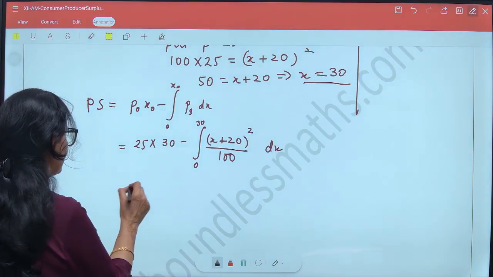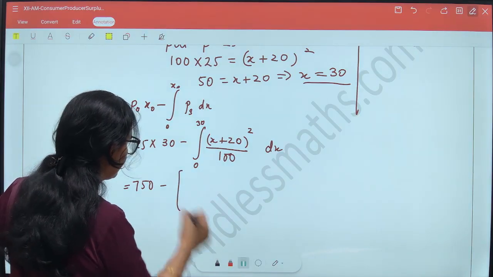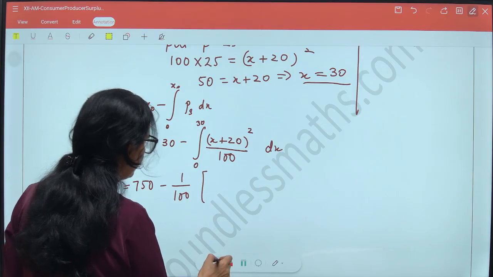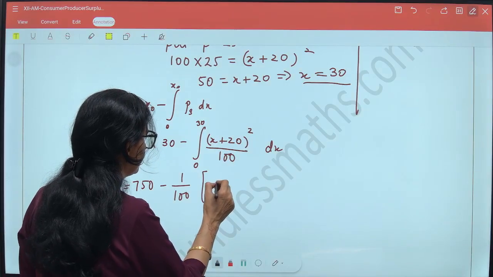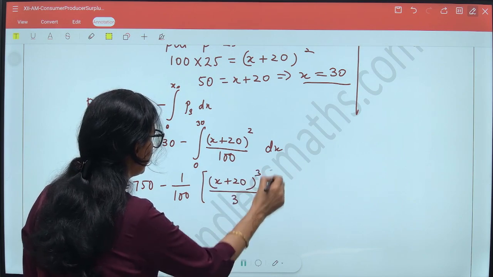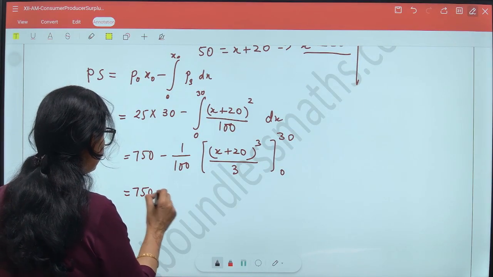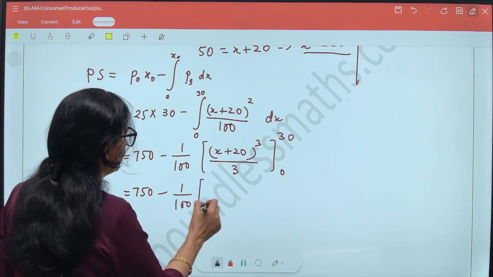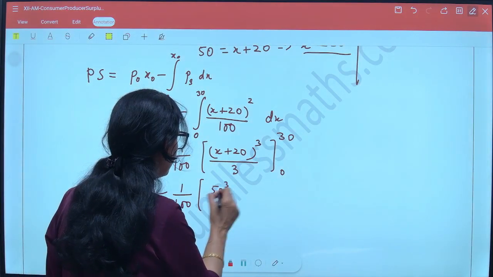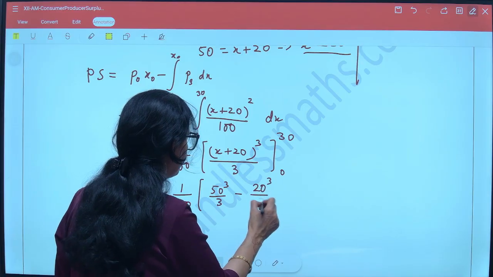Now 25 3s is 75, so this becomes 750 minus, what is the integral of this? Okay, let me take 100 out. It is a constant, minus 1 by 100 is outside. Integral of (x plus 20) square becomes (x plus 20) cube upon 3 and the limits are 0 to 30. Now let's solve this. 750 minus 1 by 100. Put the value of x as 30. 30 plus 20 becomes 50. So it is 50 cube upon 3 minus, put x as 0, 0 plus 20 is 20. So it is 20 cube by 3.